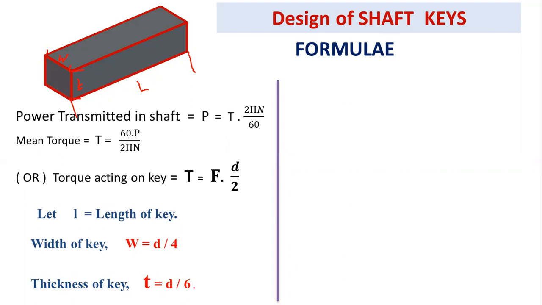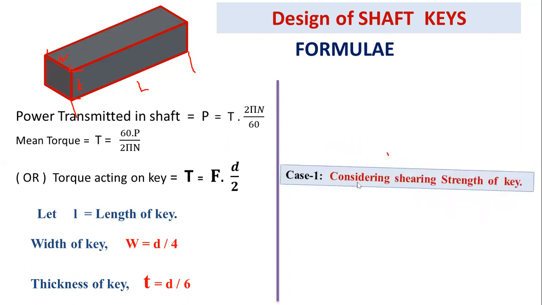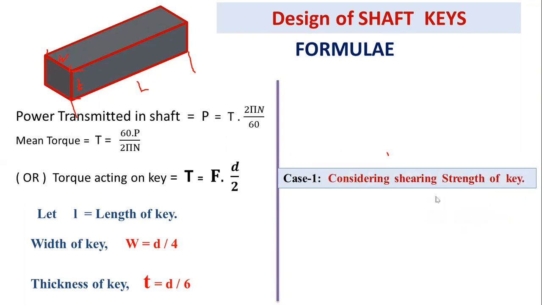Now you have to check these values. For that purpose, you have to consider the shearing strength of the key. This is the formula for shearing strength of the key: torque T equals length of the key into width of the key into shear stress induced in the key material into radius of the shaft.